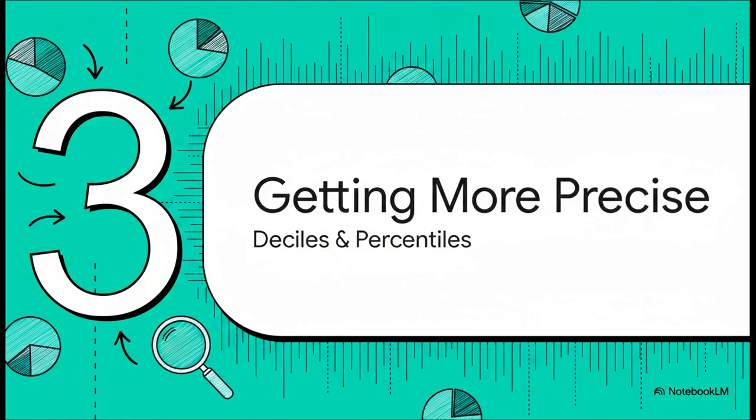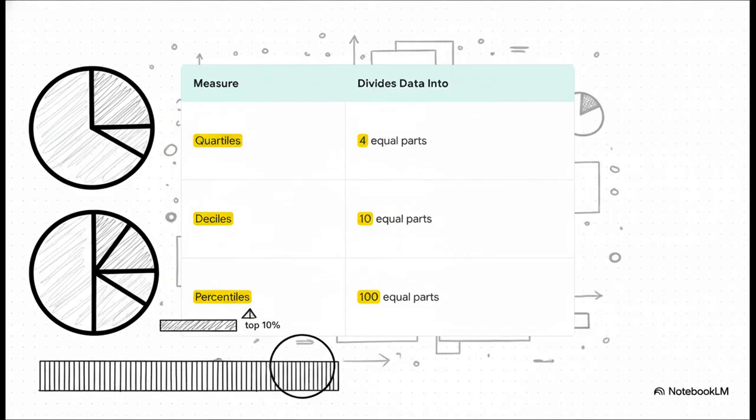All right, quartiles are great for a quick overview, but what if you need to get a little more granular? What if you need more precision? Well, that's where deciles and percentiles come into the picture, letting us make much finer slices. It really just comes down to this simple breakdown. Quartiles give you 4 big chunks. Deciles chop the data into 10 equal parts, which is perfect for when you hear about being in the top 10%. And for the ultimate level of detail, percentiles slice your data into 100 tiny parts.